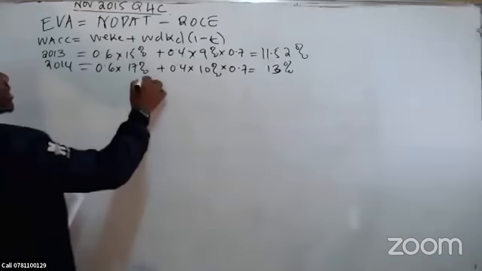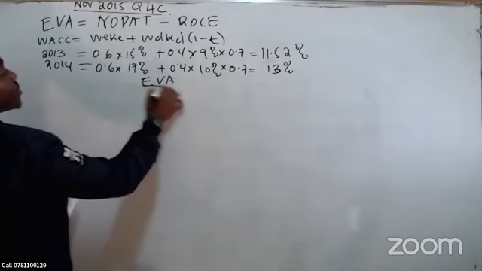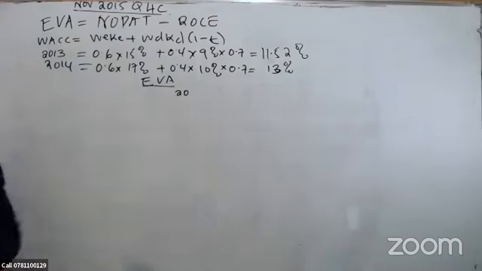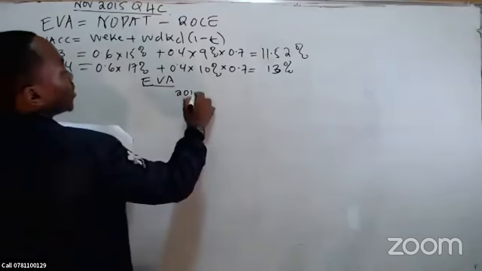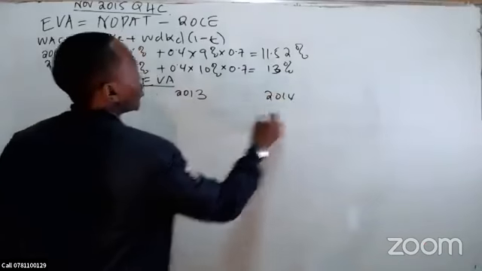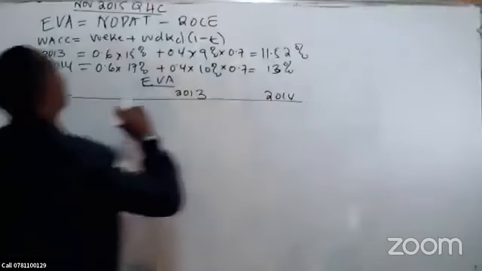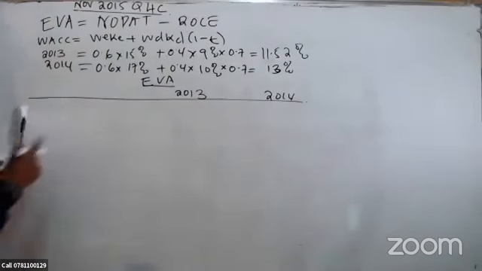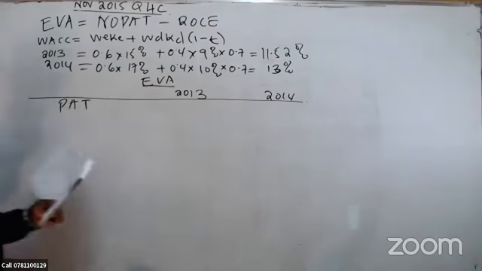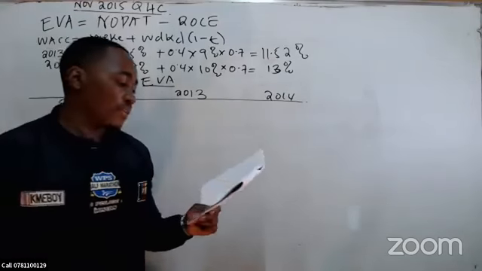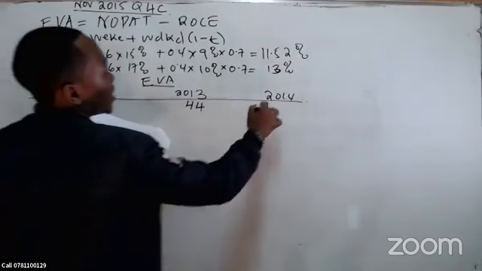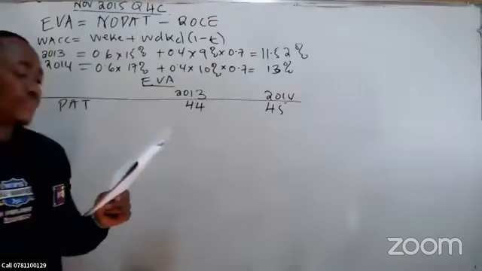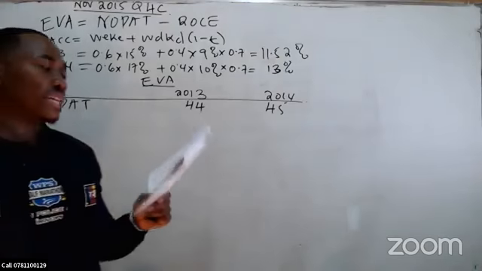So now let's continue then. So now let's determine the EVA. In this case, we have year 2013, 2014. So we have said that to get the EVA, you take the NOPAT. So you take profit after tax. For 2013, it was 44. This one was 45. That was the profit after tax.